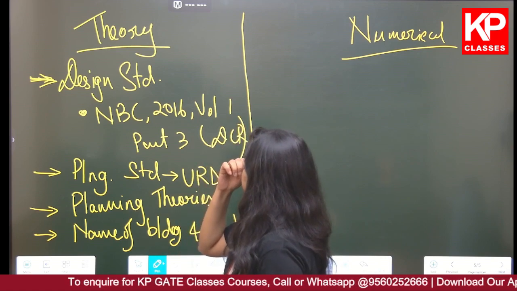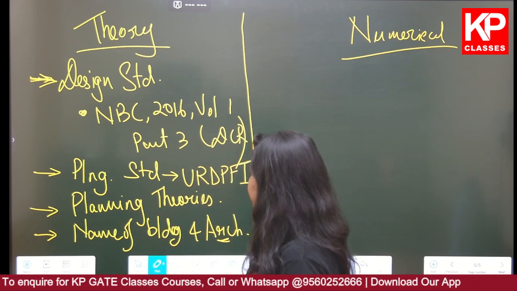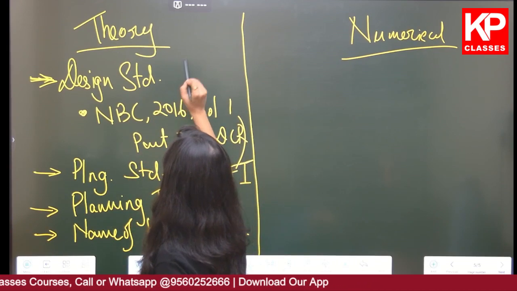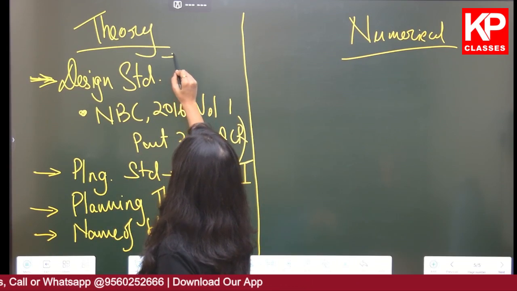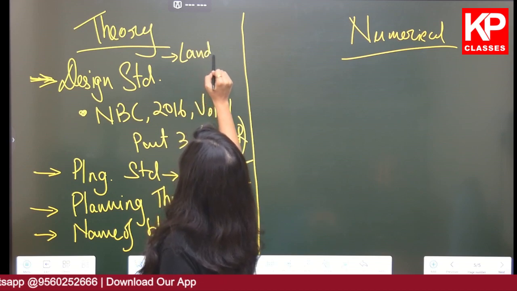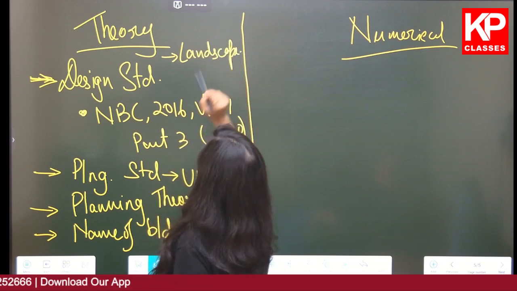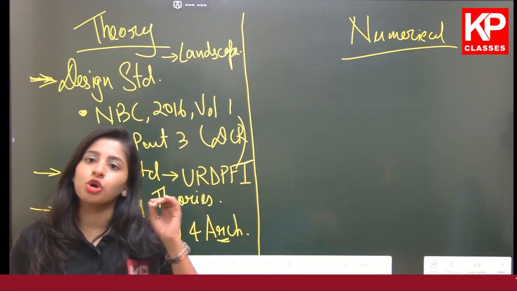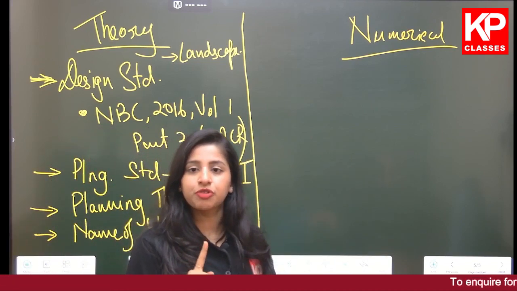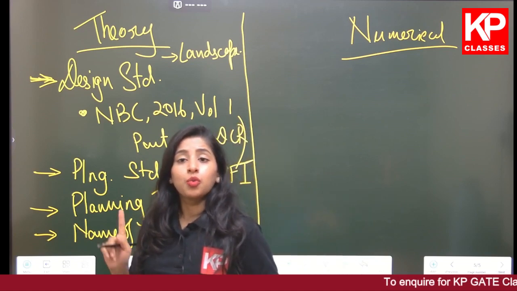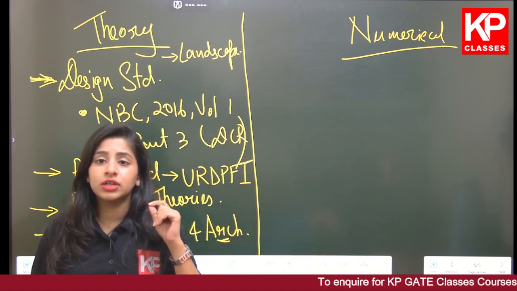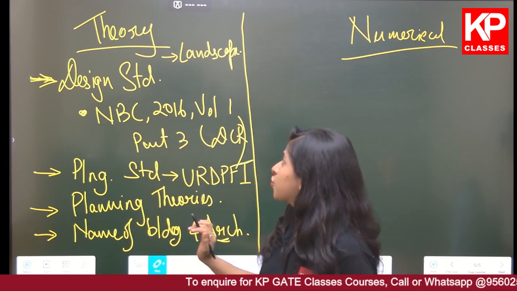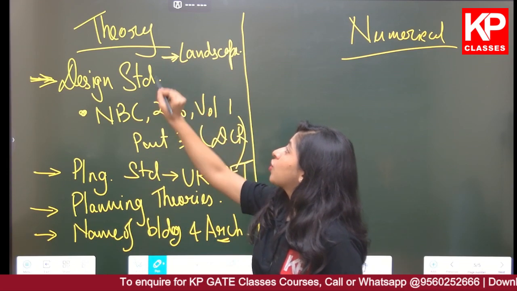A few more topics that you can focus on from the theory part: let me just write it down here. Landscape. Now, landscape is a topic which is under the common part, and there's a lot of theory from the landscape part. For example, trees, their scientific names, what the different garden styles are, what the elements of those gardens are, and it's very simple, very easy to score. So this is also something that you can focus on.